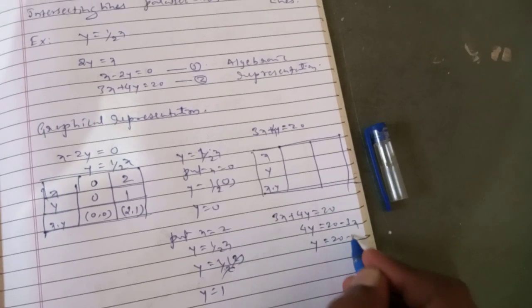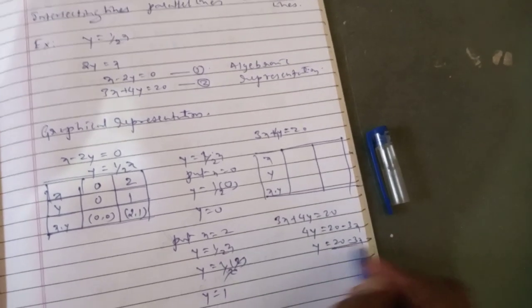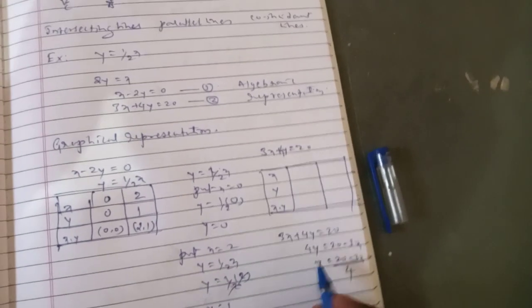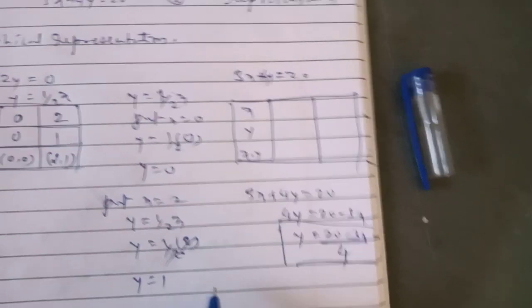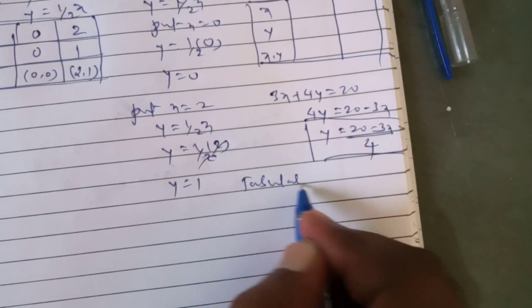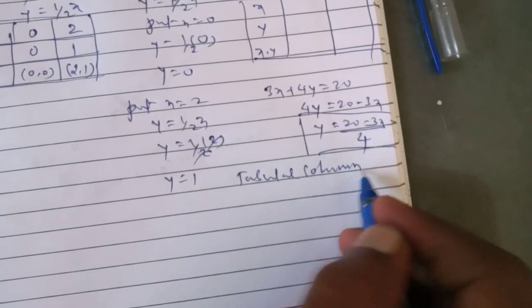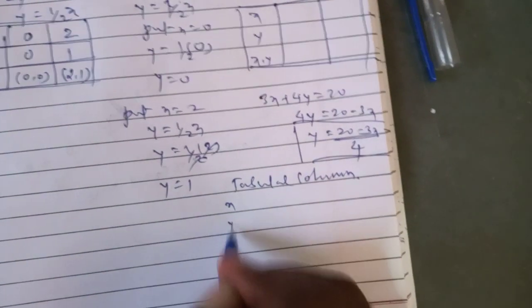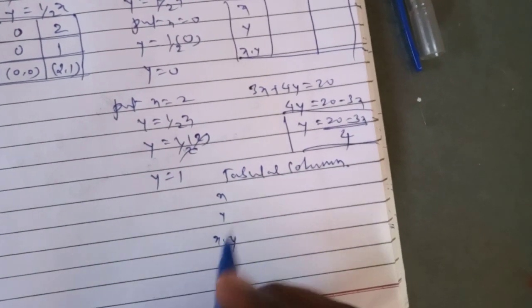Okay, y is equal to 20 minus 3x divided by 4. This is your equation, right? It is in the form of y. Then you have to prepare one tabular column here, with columns x, y, and x comma y.